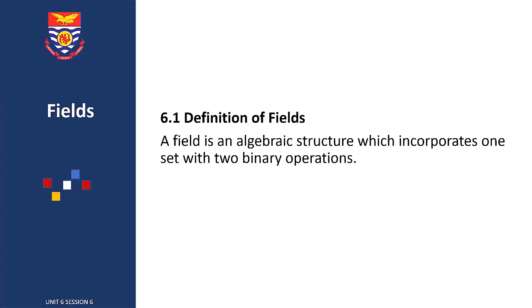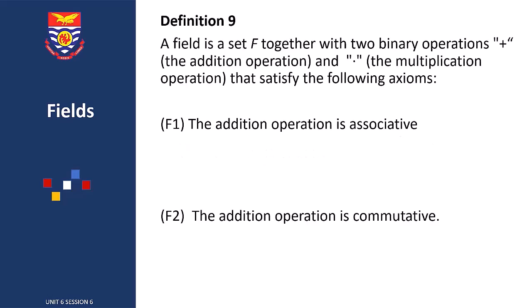Okay, definition of fields. A field is an algebraic structure which incorporates one set with 2 binary operations. I've already mentioned that in the previous video. Let's look at definition 9. A field is a set F together with 2 binary operations, that is plus and dot multiplication, that satisfy the following axioms. So you're looking at definition 9, and the following axioms must also be satisfied.